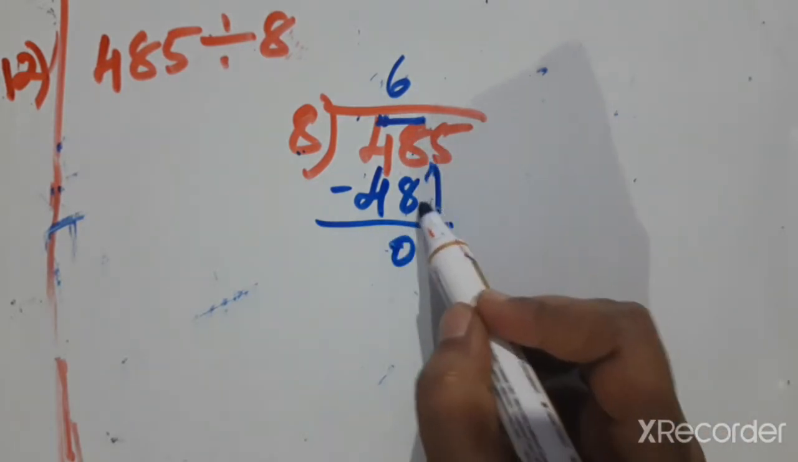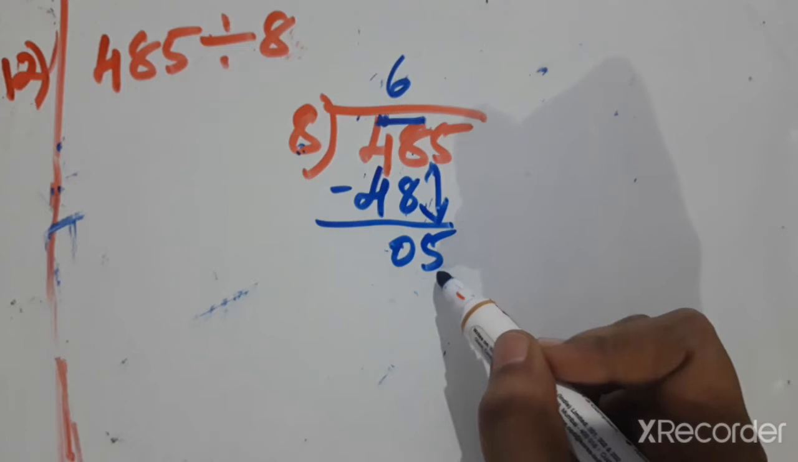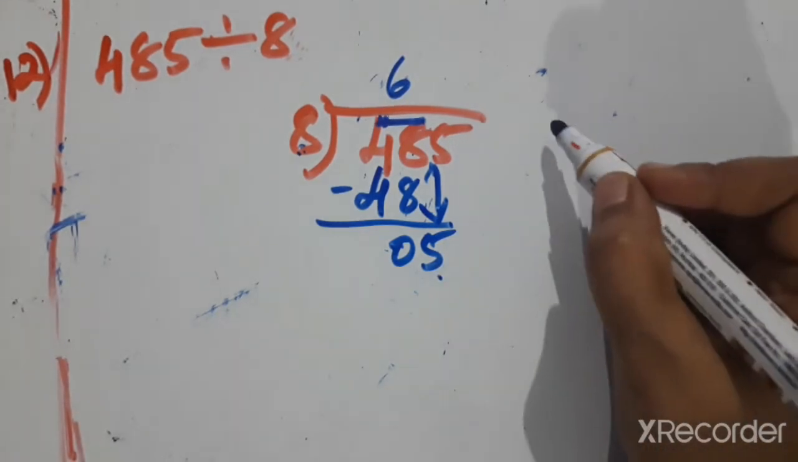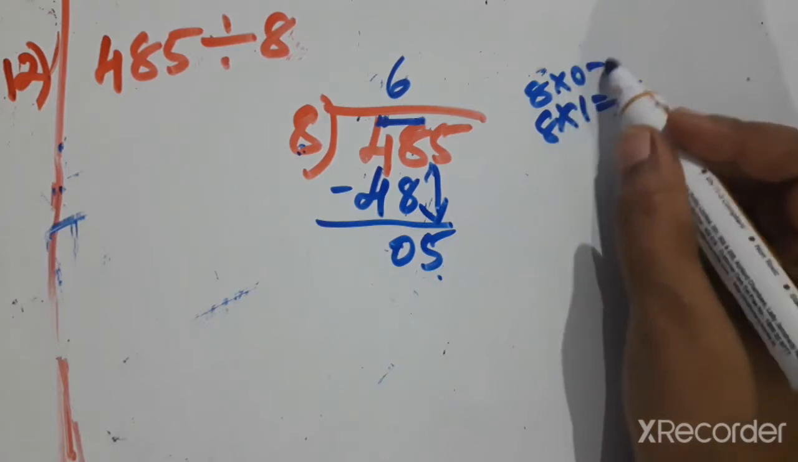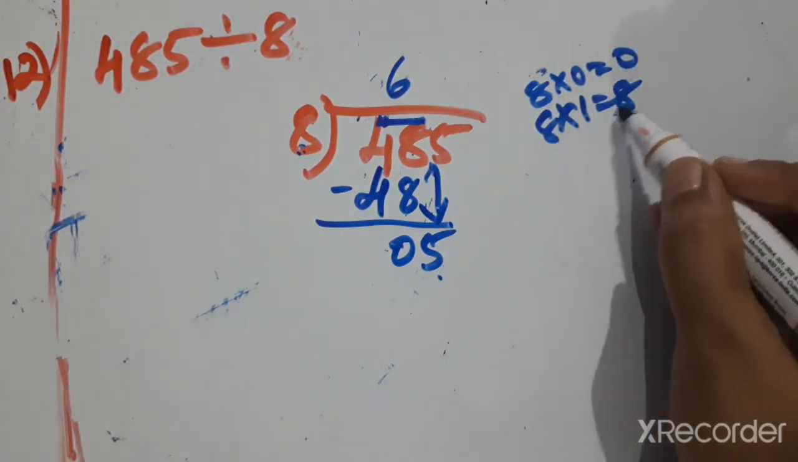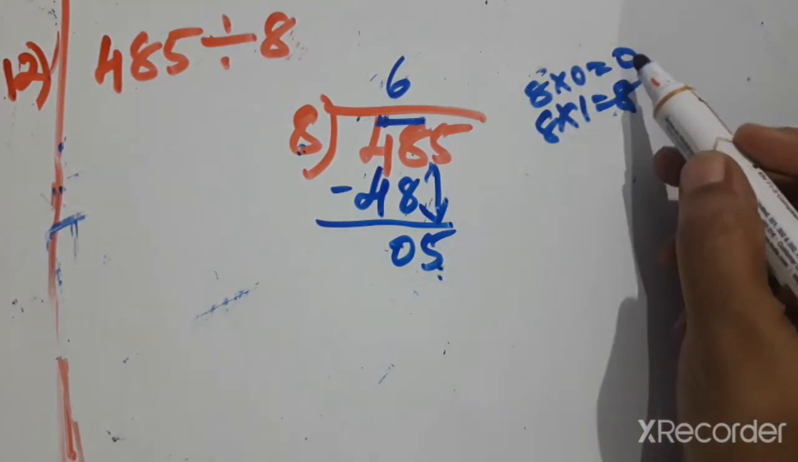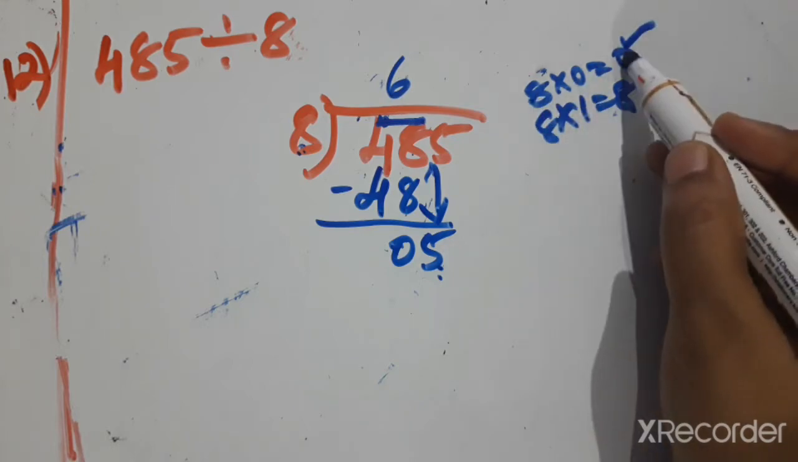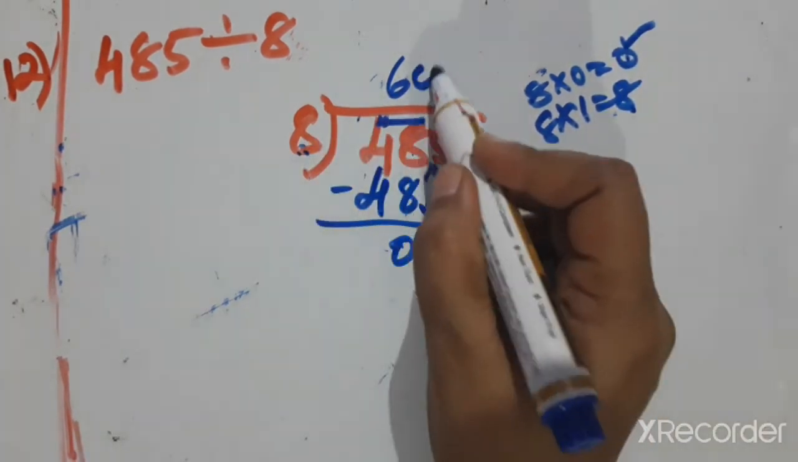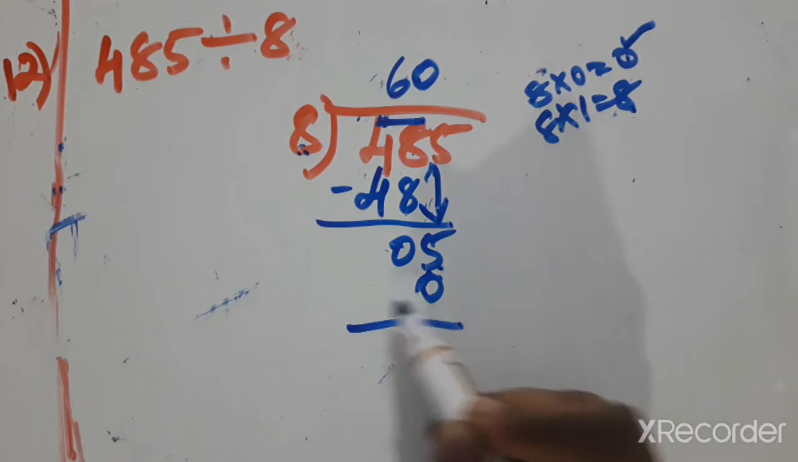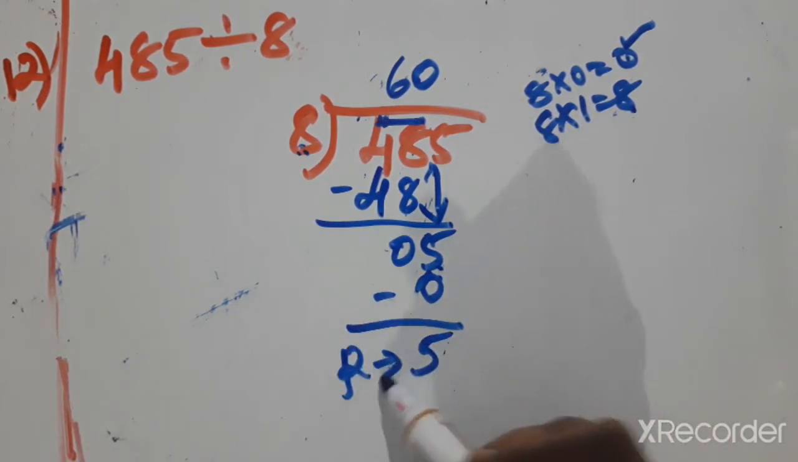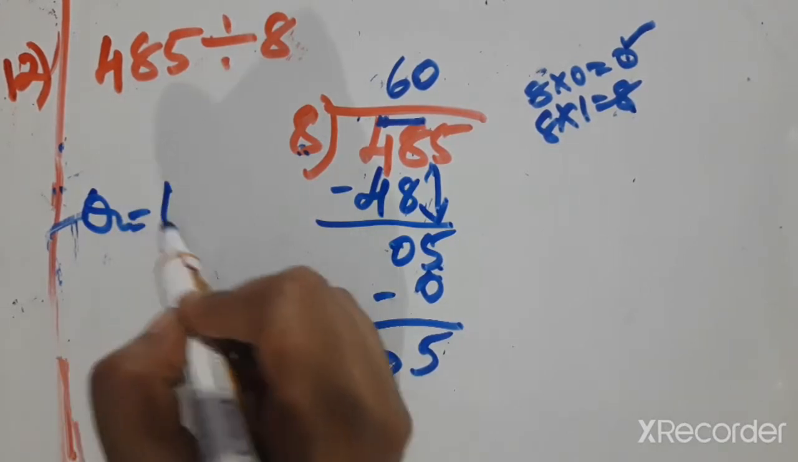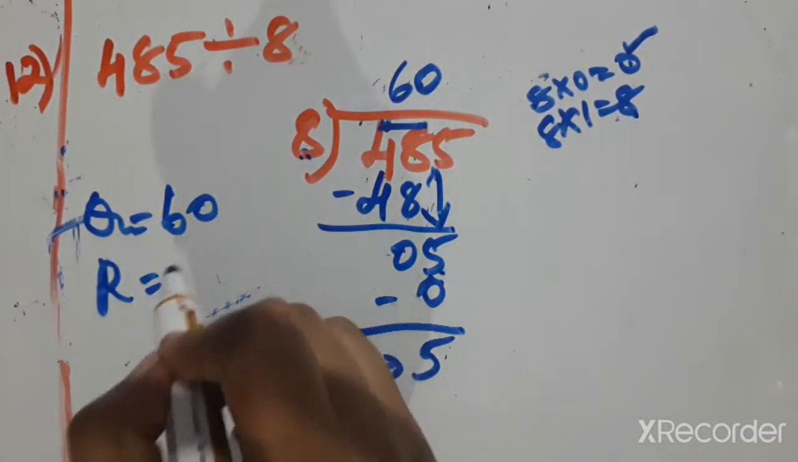Then bring this 5 down. 8 how much are nearer to 5, a very small number? So we have to check 8 ones are 8. Which is the nearer one? 8 zeros are 0. 8 ones are 8, which is greater than this number. So we have to consider 8 zeros are 0. Now subtract it. 5 minus 0 is 5. So the remainder is 5 and the quotient is 60. Remainder is 5.